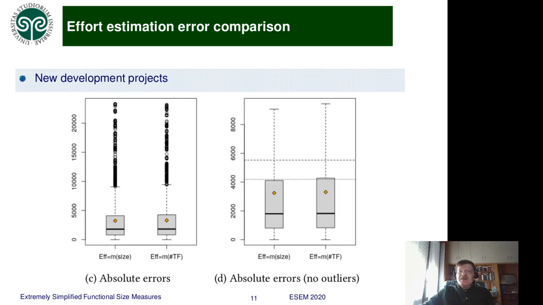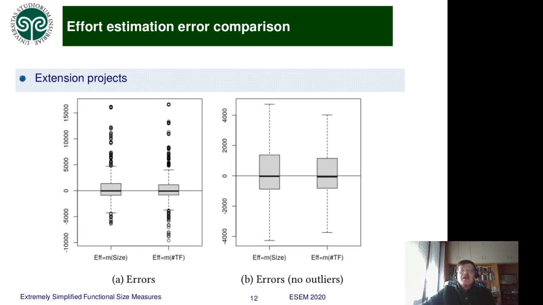Here we have the distribution of absolute errors. The orange diamonds represent the mean absolute errors. In the picture on the right-hand side, the horizontal lines give the mean errors of baseline models, and it is easy to see that our models perform better than the reference models. And as in the previous slide, the distributions are very similar.